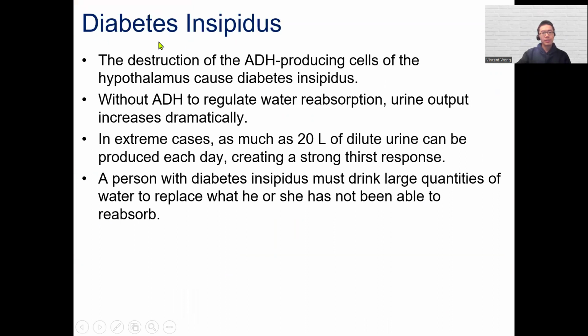There is a condition called diabetes insipidus. These individuals are not able to produce ADH. The cells in the hypothalamus that make ADH are not there, and as a result, they can't conserve water, and they keep on peeing out basically constantly. In very extreme cases, they have as much as 20 liters of diluted urine produced each day, and they must constantly rehydrate themselves, otherwise they get dehydrated.